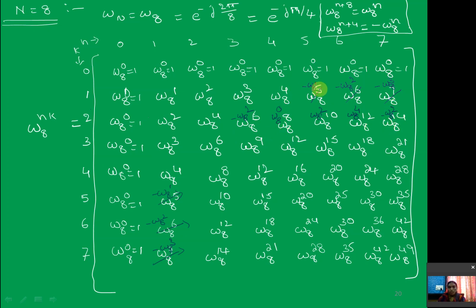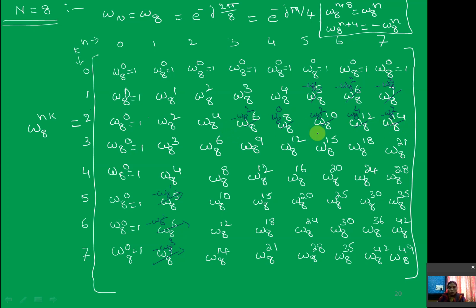In this way you just finish all of this. I repeat, W8 power 14 is W8 power 6 plus 8. W8 power 6 plus 8 is equal to W8 power 6. What is W8 power 6? It is minus W8 power 2. So that's why here it is minus W8 power 2.